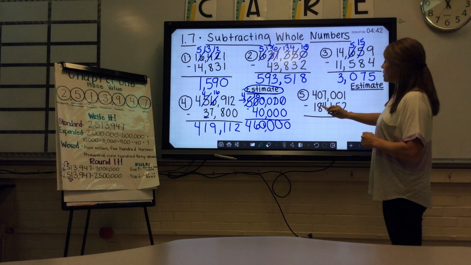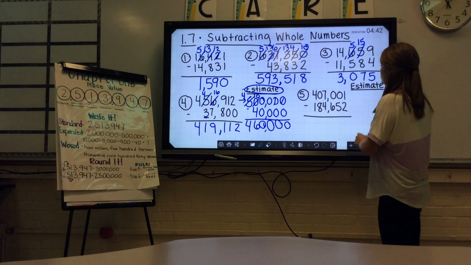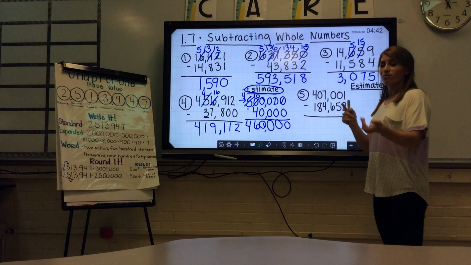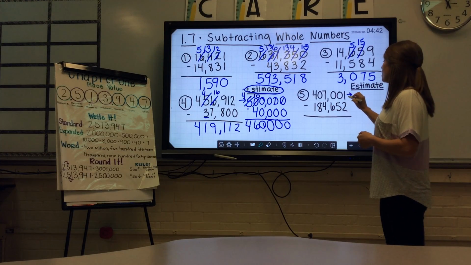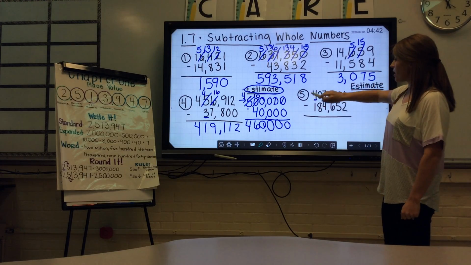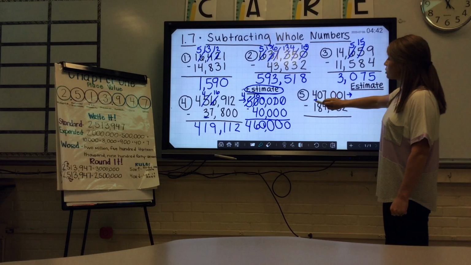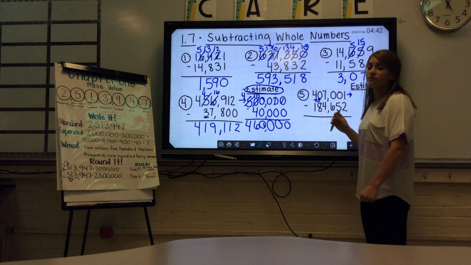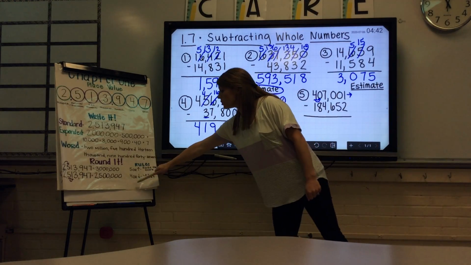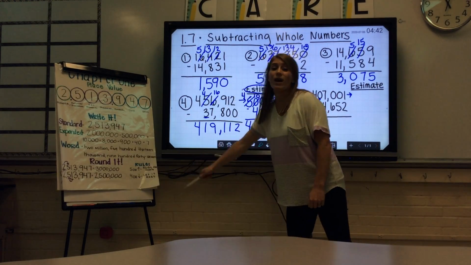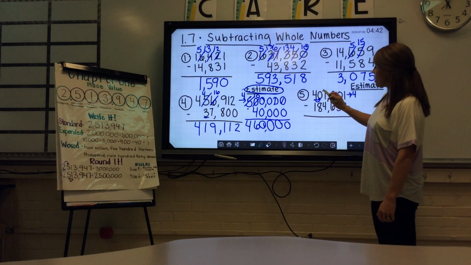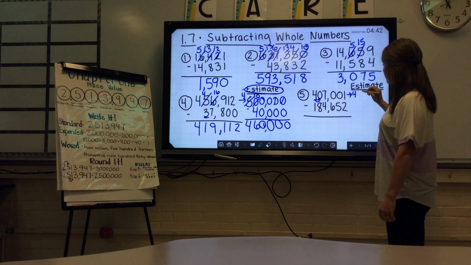407,001 minus 184,652. And they're wanting to estimate here too before we get started. So let's go ahead and estimate. 407,001, remember we're going to round to that highest place value, which is our 100,000s. Look to our right. That 0 is telling that 4 to do what? Right, it's telling it to stay the same because our rule is if it's 4 or less, we let it rest or keep it the same.